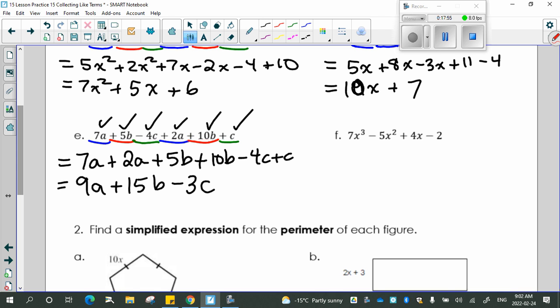Okay, and then if we did the next one, if I start with blue, is there any other thing that ends with x cubed? No. So then I'm going to go to red. Is there anything else that has x squared ending? No. So then I'm going to go to green. Is there anything else that has an x ending? No. So I'm going to just use my pencil. So what does that mean? If I've got 4 different colors and 4 different terms.